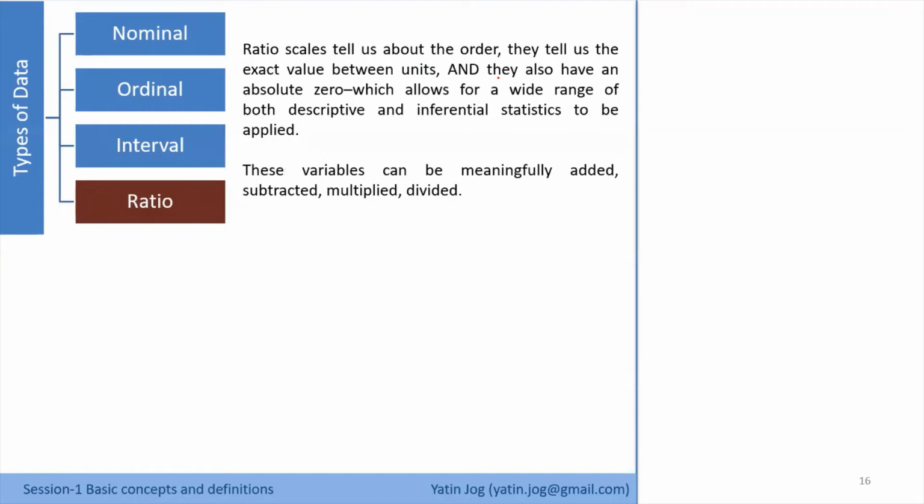Ratio. Ratio scales tell us about order, now you can see the definition. They tell us the exact value between them, that is the difference, and they also have an absolute zero. So everything is there in case of ratio. We have the order, we have the difference, and we have the absolute zero, because of which we can do multiplication and division also. So it allows for a wide range of both descriptive and inferential statistics to be applied. These variables can be meaningfully added, subtracted, multiplied, and divided.